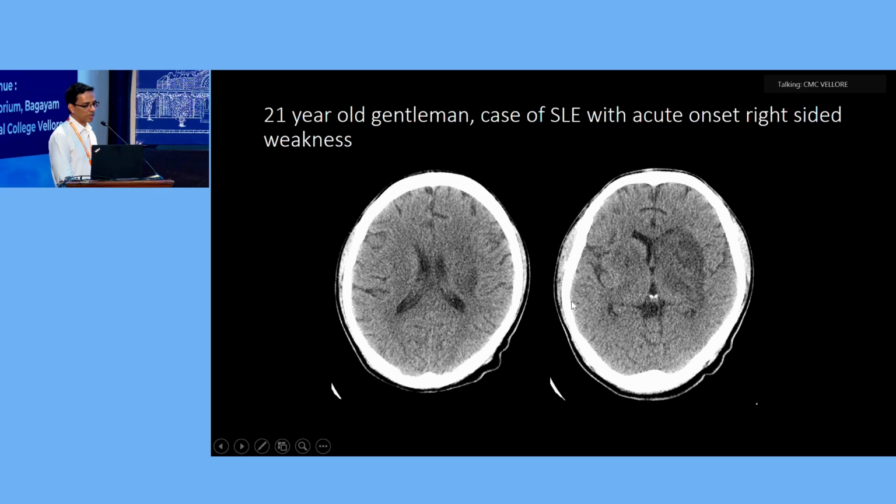Another case, 21-year-old gentleman, case of SLE with acute onset right-sided weakness. Anything obvious? So there's a very large hypodense area. So what do you think it is? So our first thought would be whether this is an acute infarct. If we just go by CT, sometimes we might thrombolize these patients. But if you look carefully, there is some hypodensity in the contralateral side as well. So that is a little unusual for an infarct, and especially if the patient is just 21 years old.